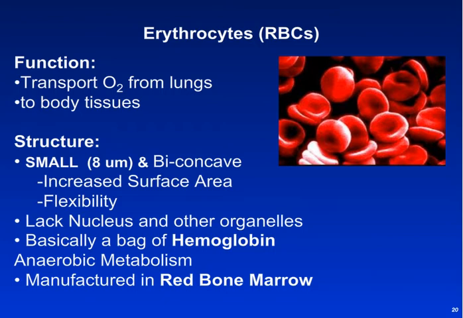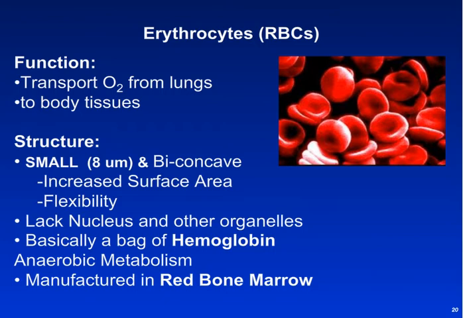This small size and weird shape gives us some flexibility so that we can get through the very tiny blood vessels known as capillaries, and it also gives us increased surface area, which is essential to exchanging gases. Remember, the greater surface area to volume ratio you have, the quicker things can diffuse across a membrane. So the primary job of the red blood cells is to transport oxygen to the body's tissues, and they do this very efficiently because of their small size and very large surface area.